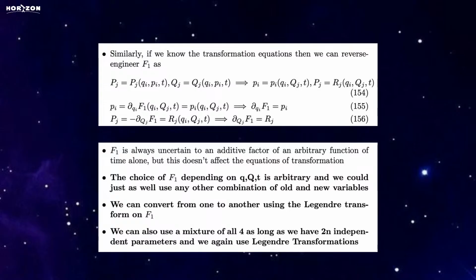Also, we can choose the generating function as a mixture of any old and new variables, which is an interesting thing to note. We can convert the generating function of a certain form to another form using Legendre transformations, where we change the combination of the old and new variables present in the generating function. We can also use a mixture of all these standard forms to define a generating function, as long as there are two independent parameters. This can also be done using the Legendre transformation again.